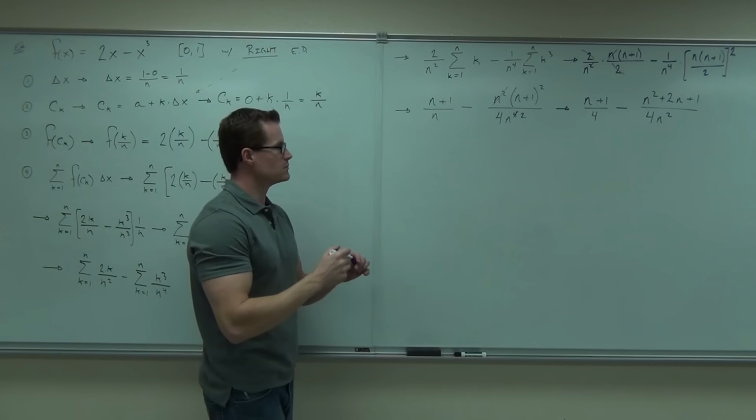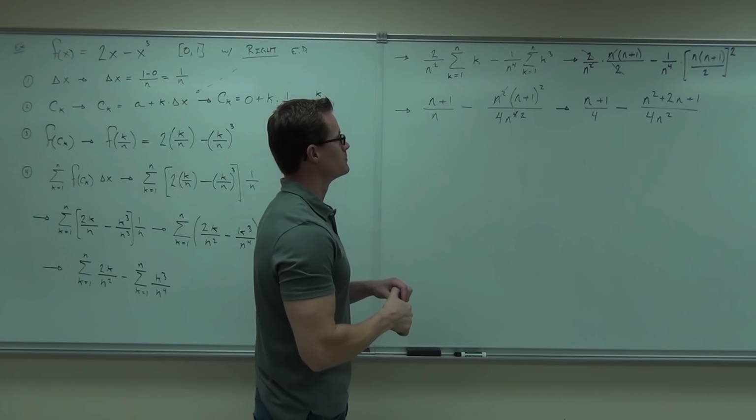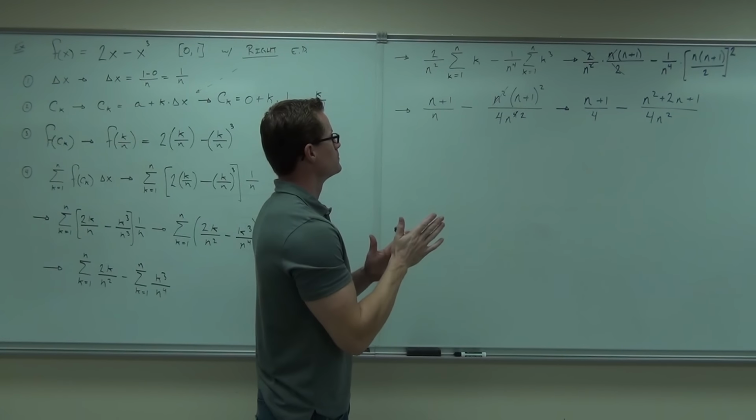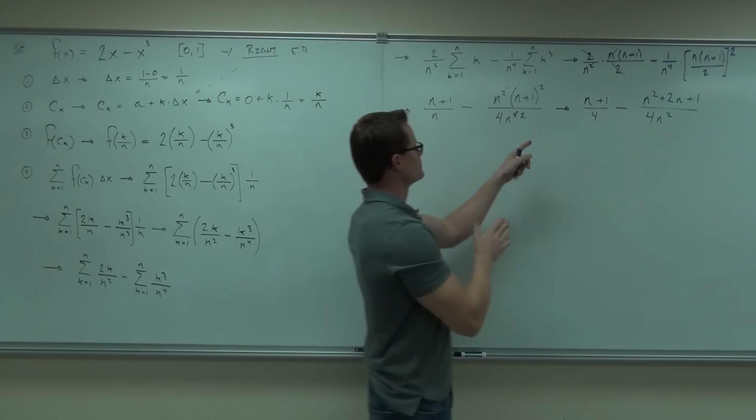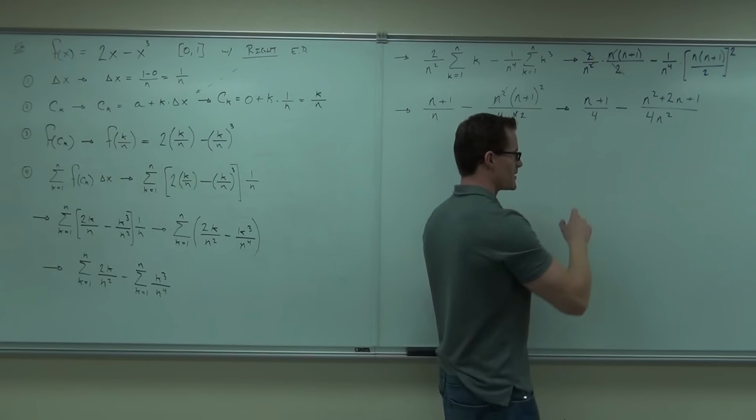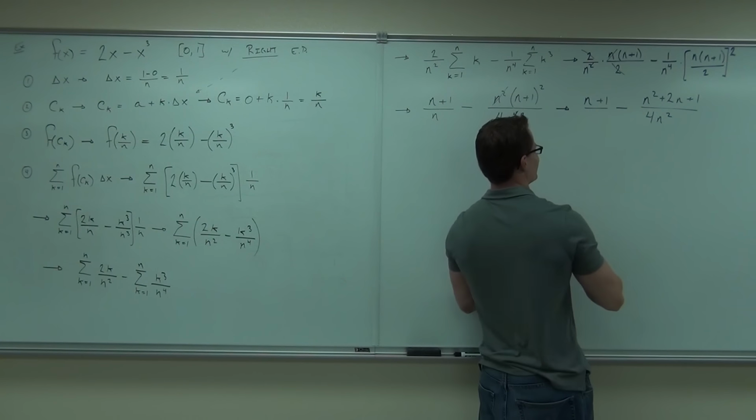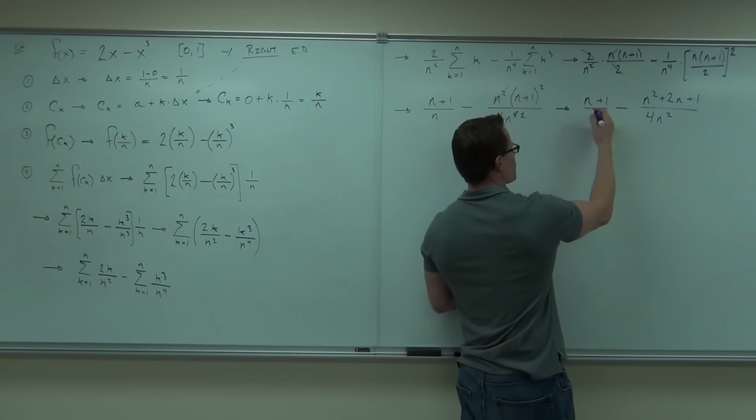Where'd the 4 come from? How do you get 4? Why'd you get n plus 1 over 4 and not n plus 1 over n? Oh, this one? Yeah. I was testing you. You passed. Okay. That's 2. Because I saw that 4 and that's what I did.